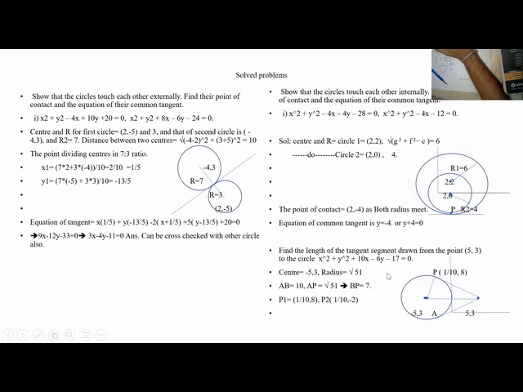So let us see that. Find the length of the tangent segment drawn from point (5, 3) to the circle. What is this length? From this we know the center, minus g, minus f, which is (-5, 3), and the radius is root 51. So here we have root 51, and you have a center point.